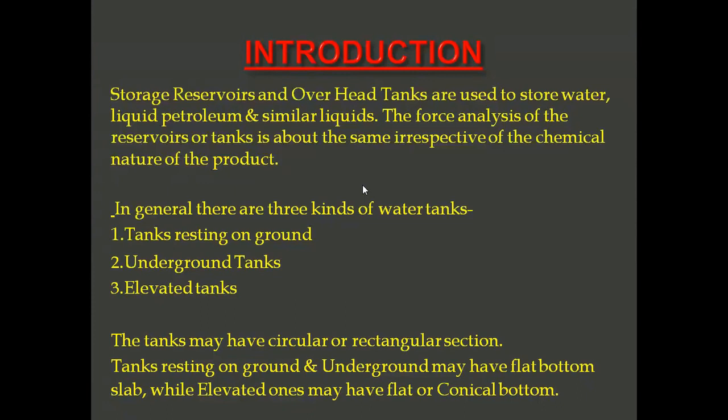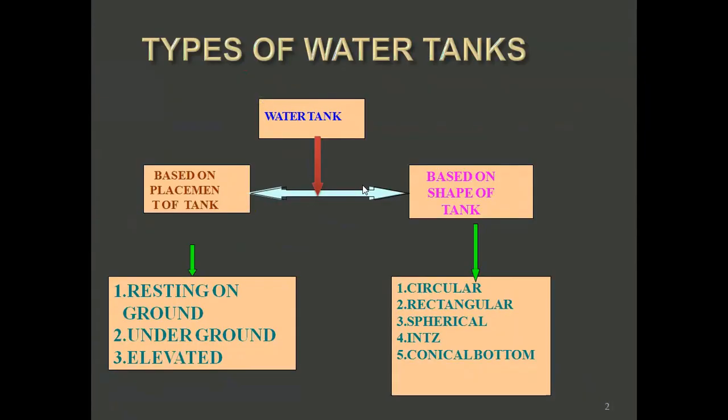Okay, the tanks may have circular or rectangular cross section. Again the tanks are further classified as rectangular tank, circular tank, and Intze type tank. We'll see further. Tanks resting on ground and underground may have a flat bottom slab, while elevated ones may have a flat or conical bottom.